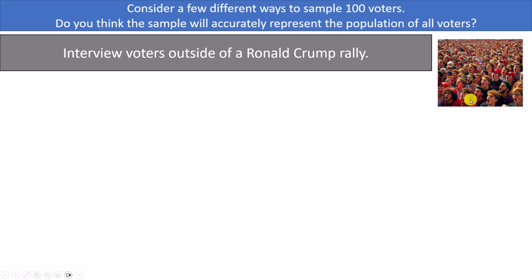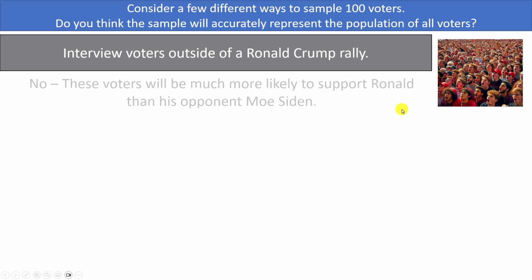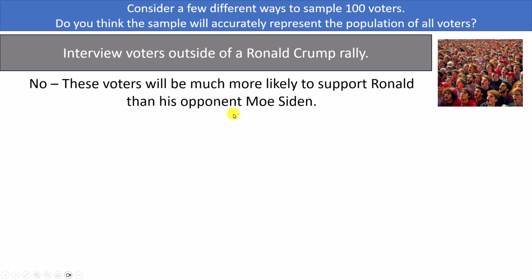Well, clearly there's going to be an issue here. They're going to be much more likely to support Ronald Crump than his opponent, Mo Sidon. So if we interview people here, we're not going to get the same percentage in our sample that we would based on the entire population. That's what we mean by representative, right? We should have an equal chance to get a Ronald Crump supporter in the sample that we would in the population of all voters. And that's certainly not going to be the case here. We're going to be much more likely to get the supporters of Ronald in this method. So this is probably not the best idea.